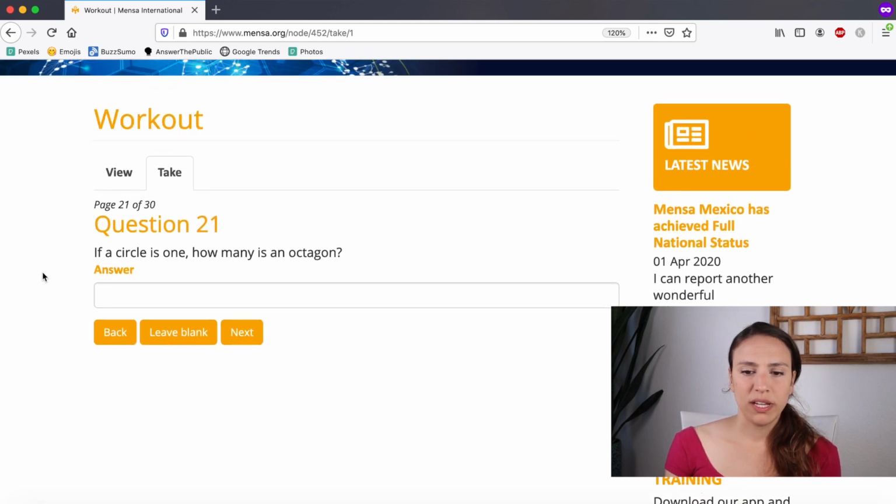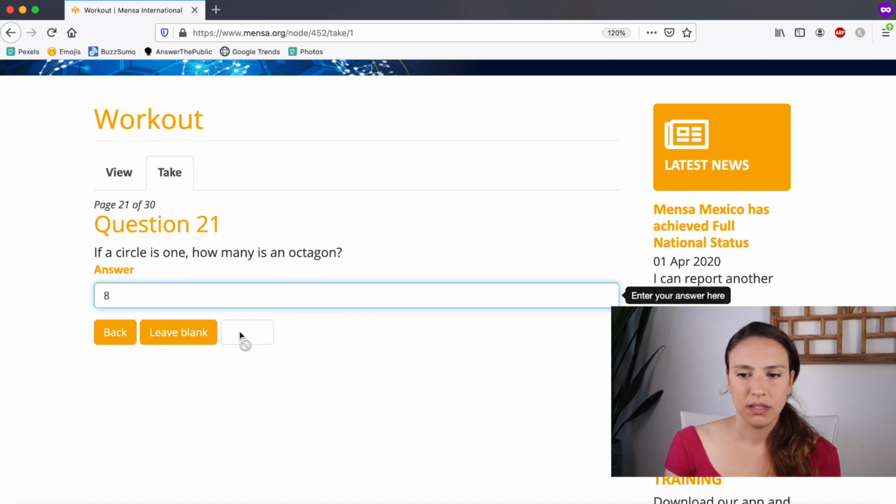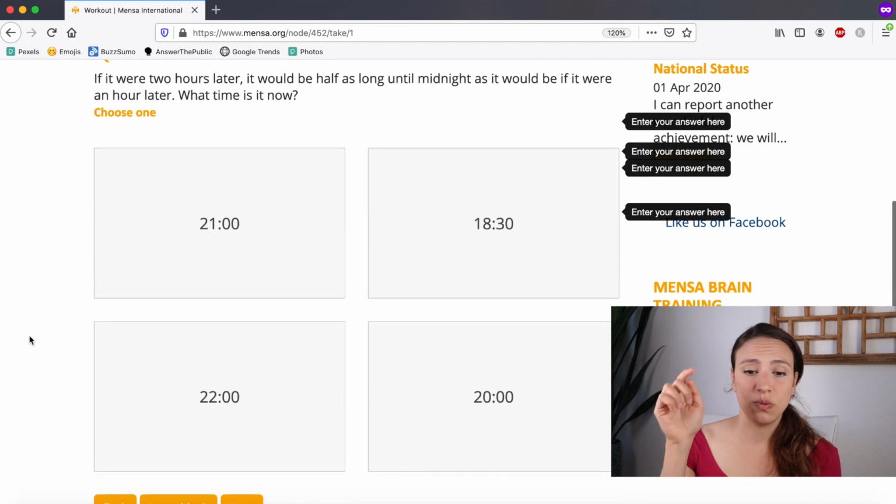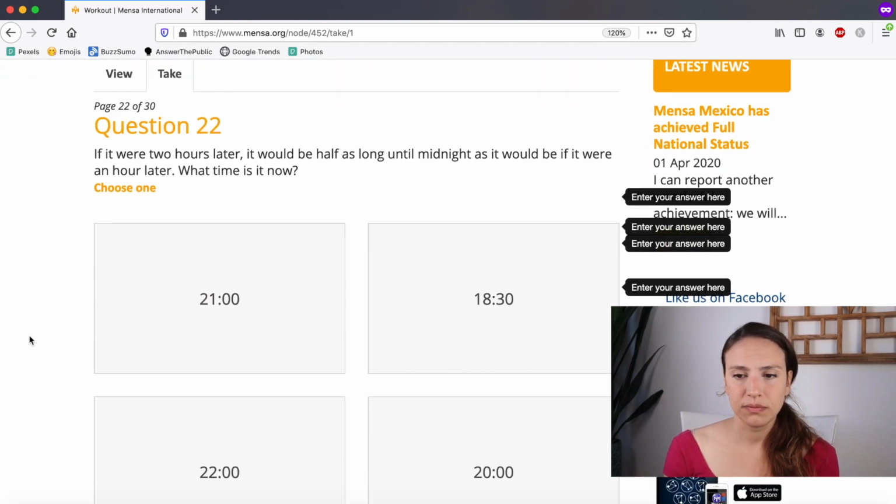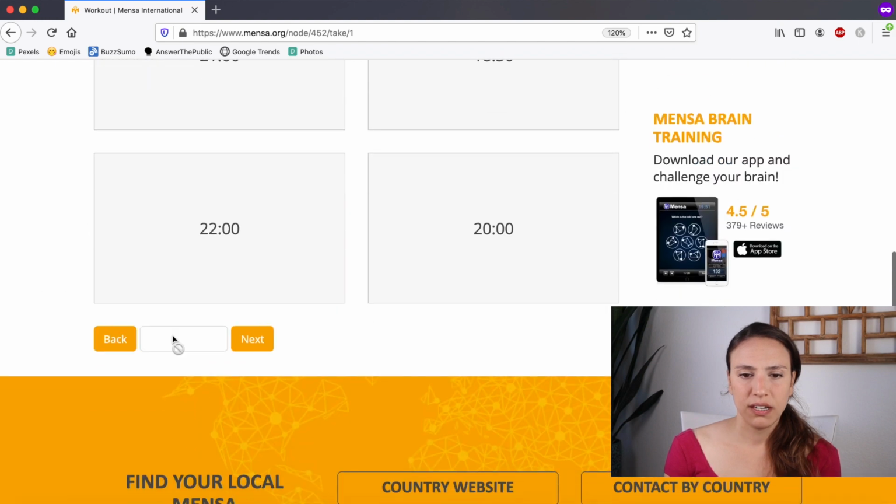If a circle is 1, how many is an octagon? 8, because it has 8 sides. 8 lines, and a circle is just 1 line. I'm going to skip a few here.